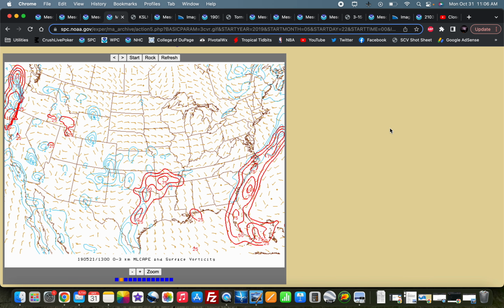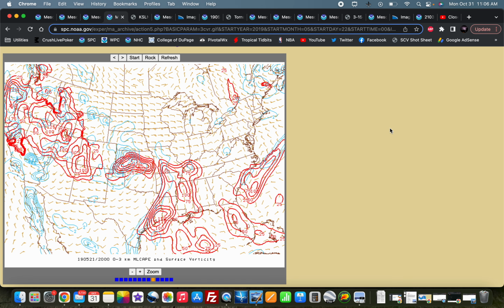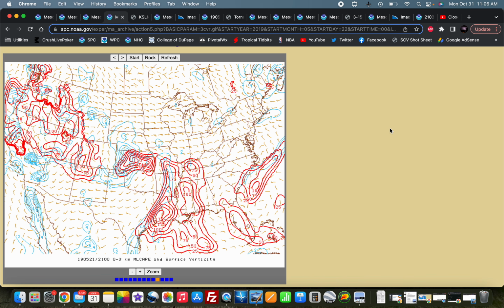Let's look at our 0 to 3 kilometer CAPE, though, and you can see with time that it really, really increases. There's a bullseye of 150 joules per kilogram of 3 CAPE there, coincident with some of that surface vorticity up into that surface low where winds are most backed out of the southeast.